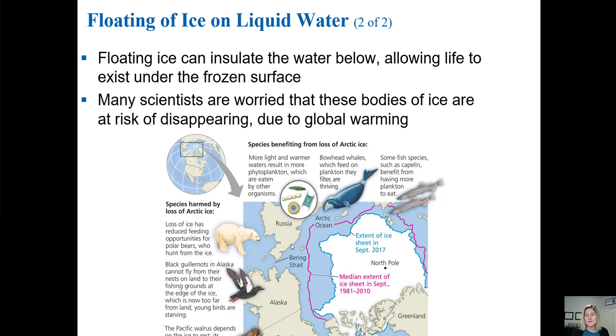So species can be harmed by the loss of the ice. And some species might benefit from the loss of the ice by being allowed to migrate further. Many of those bodies of water that are used to having surface ice during parts of the year are going to disappear, or at least the environment that the organisms adapted to might disappear due to global warming.